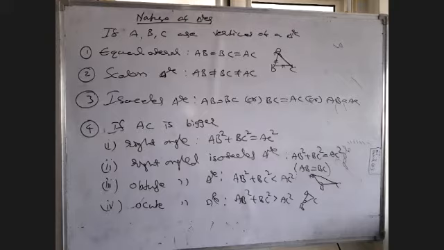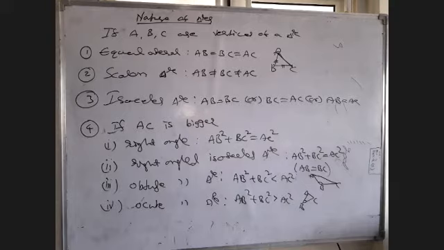And third one, isosceles triangle, that is in a triangle any two sides are equal and the third side is not equal, that is AB equal to BC or BC equal to AC or AC equal to AB. These three are related to sides. Now three more we have that are related to angle: right angle, obtuse angle, acute angle.